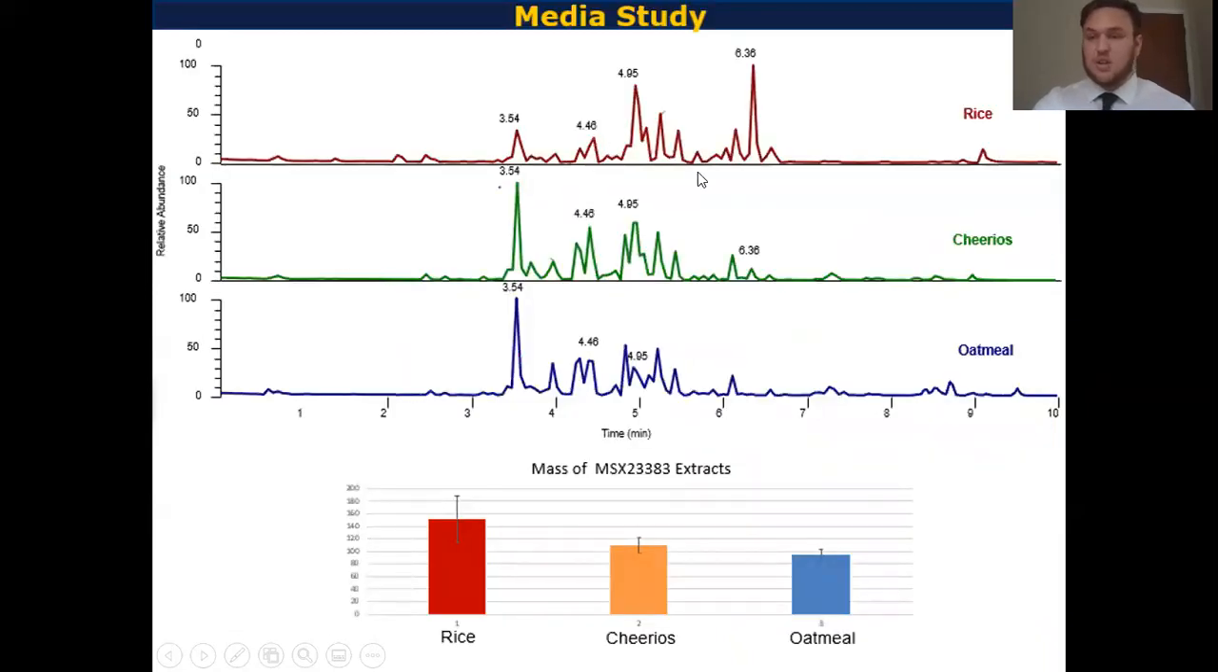We then decided to regrow the fungus on 3 different medias on a smaller scale to see if it would change the production of secondary metabolites. What we found is that on rice, Cheerios, and oatmeal, they all produce the same fungal secondary metabolites, except in different amounts. So rice ended up producing the highest amount of extract, producing about 100 milligrams more extract than both the Cheerios and the oatmeal.